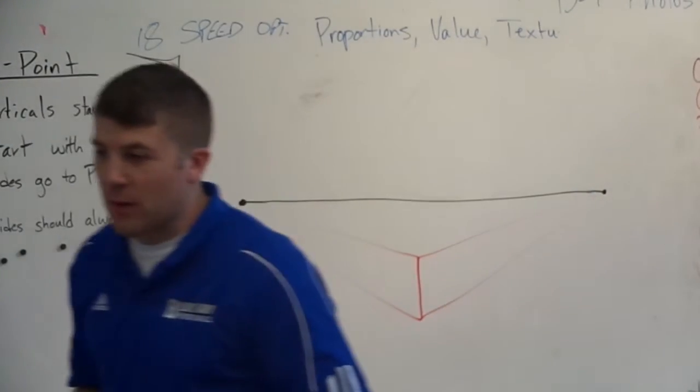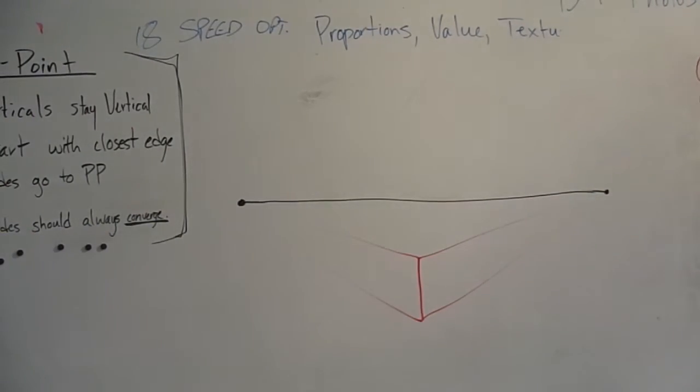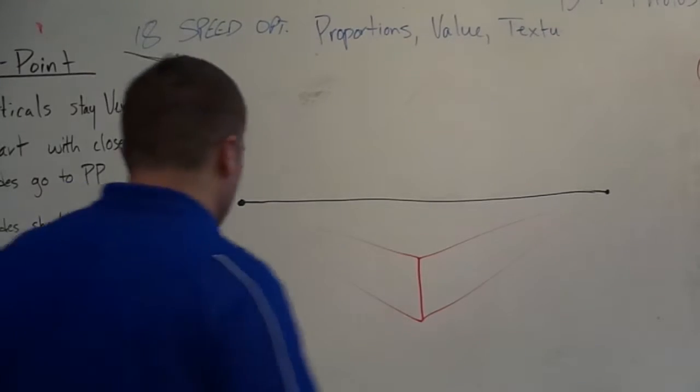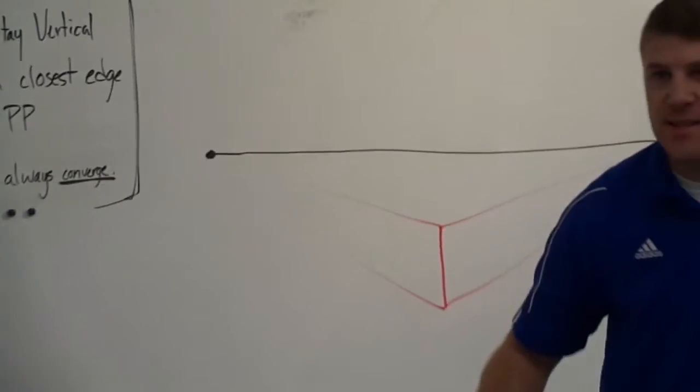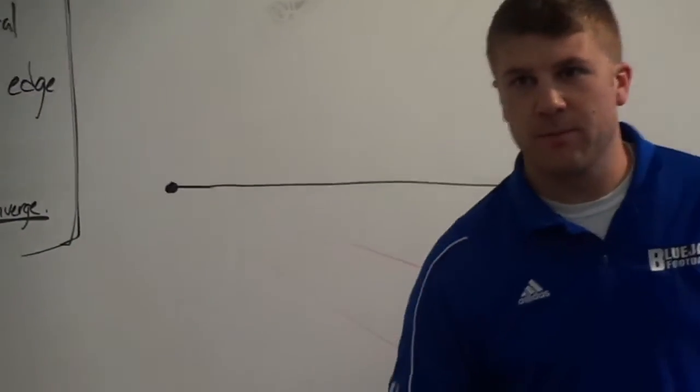Now the key with 2 point is that we're going to have to understand eye level: what happens at eye level, below eye level, above eye level. It's a very basic concept, but you'll get it when I do this quick demo.